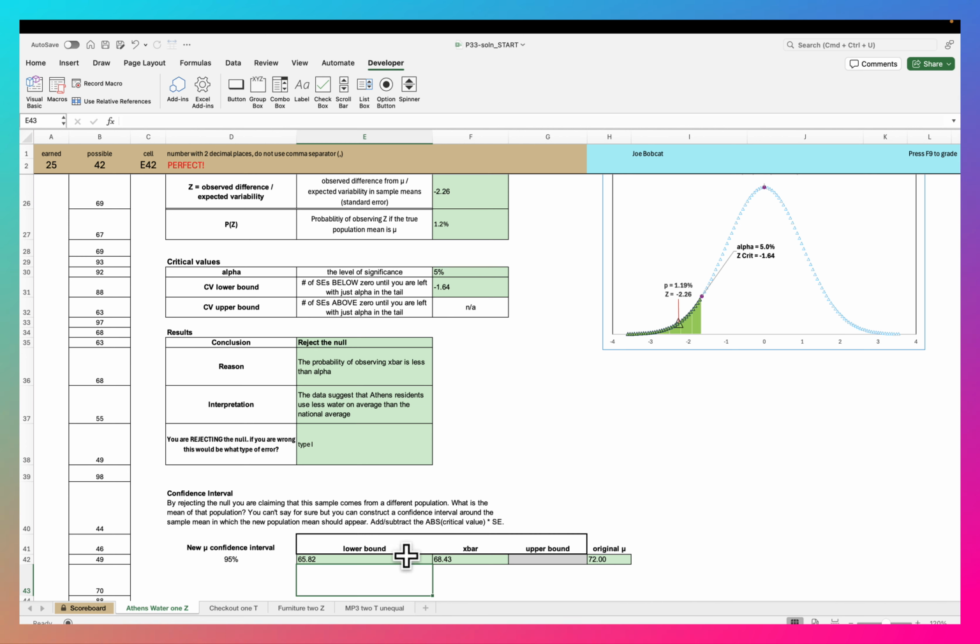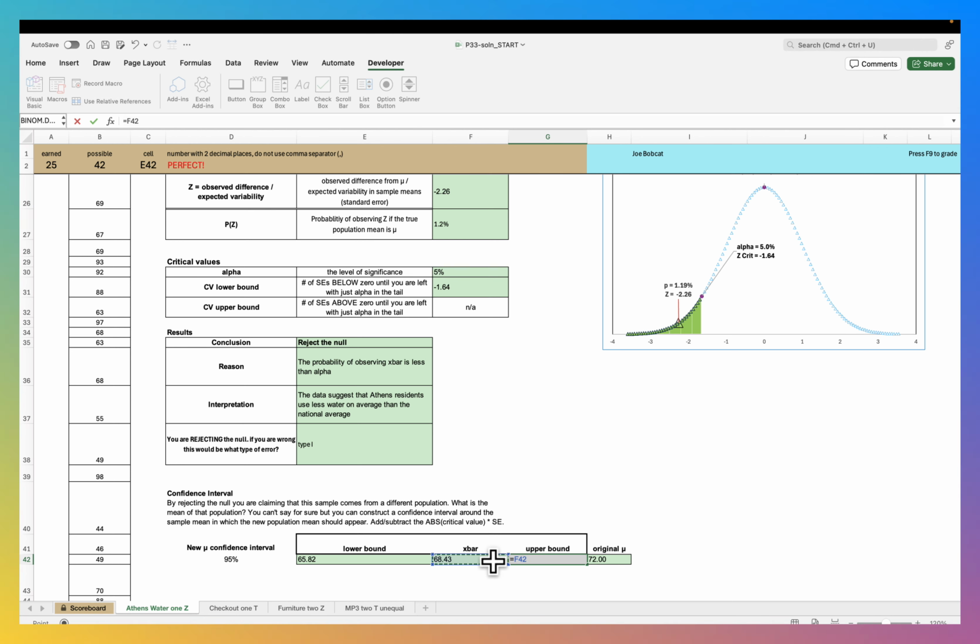Another way of thinking of that calculation that we just did is that we are 1.64 standard errors away from the mean. Right, and so we're just trying to say, well, where does that put us? What value would that be? It would be 65.